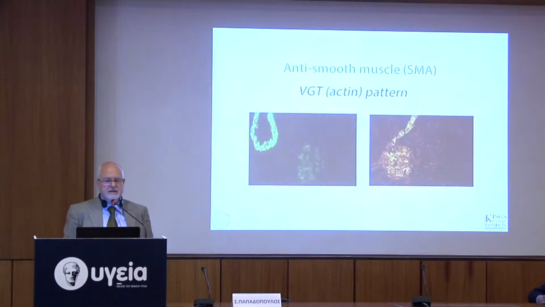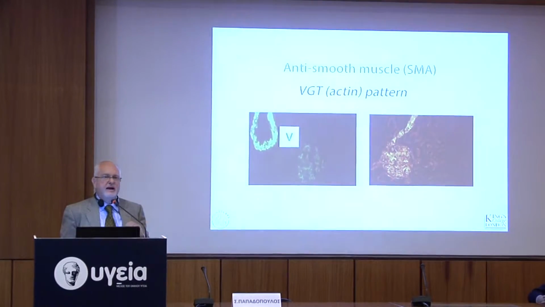Going back to this anti-smooth muscle antibody, the anti-smooth muscle that you see in autoimmune hepatitis is particular. You have the vessel, but the anti-smooth muscle staining only the vessel you can find in any hepatic condition. You find it in hepatitis B, in hepatitis C, in Wilson, in NASH.